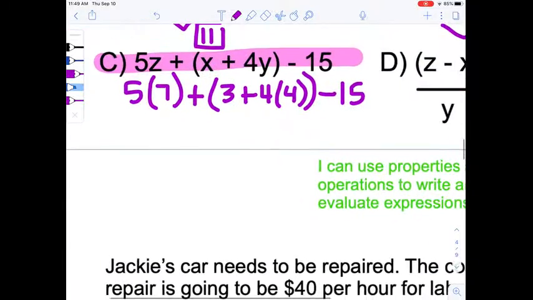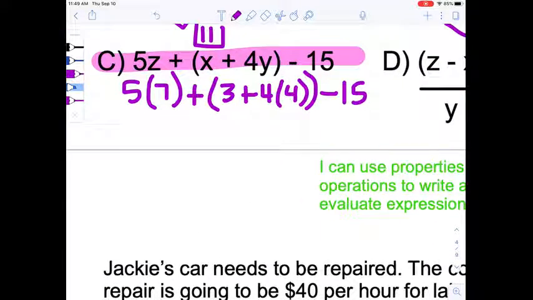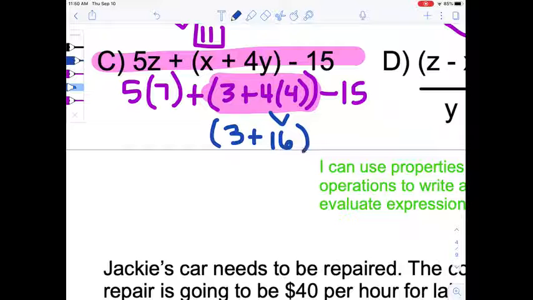So first thing I want to look for is parentheses. Got to solve what's in parentheses first. So I'm starting with this 3 plus 4 times 4. Well, I have addition and multiplication. We know that multiplication always comes first. 4 times 4 is 16. Then we can add that 3. Okay, 3 plus 16 gets us to 19. And now I can add in the other parts here. I don't want to forget about them.